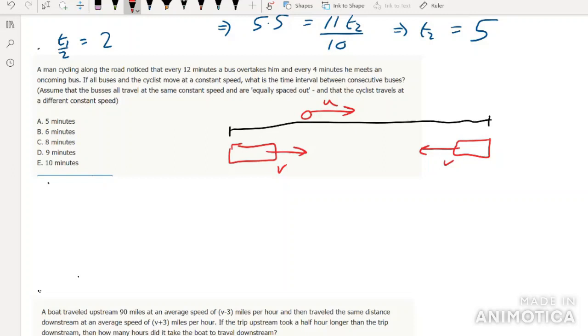Okay, so then if there's a distance between buses of D, let's say, between buses going the same way, well, how long does it take buses catching up to him to overtake? Well, this is a relative velocity problem. In other words, the time it will take them will be the distance D between buses over the relative speed, which is just going to be V minus U. And we know that that is equal to 12. And then similarly for the other way, how long does it take buses coming towards him to cover the distance? Well, that's going to be relative speed V plus U, and that's equal to 4.